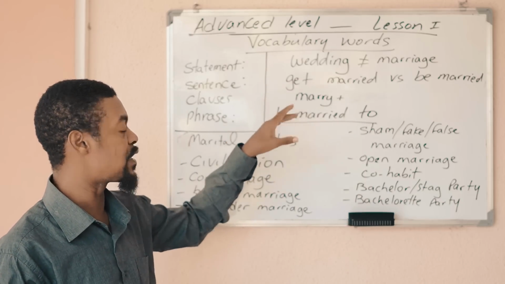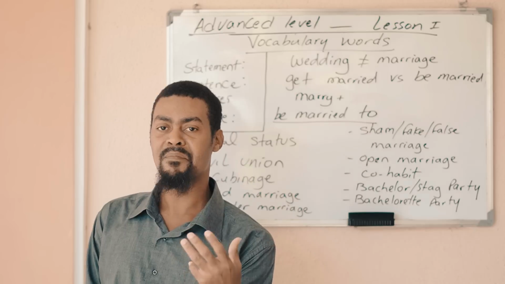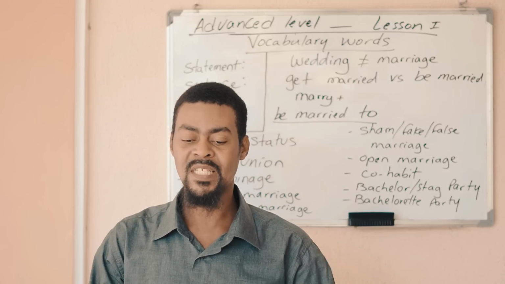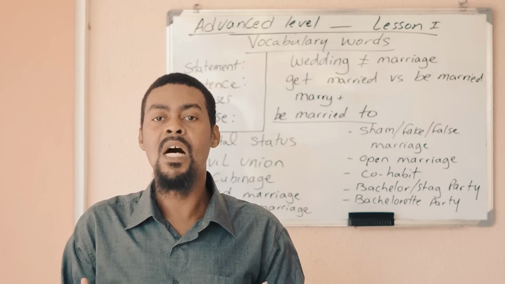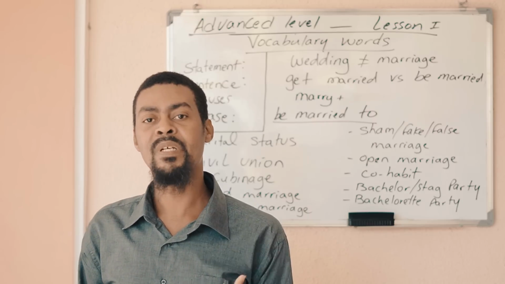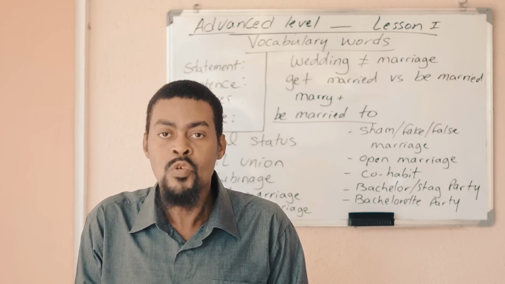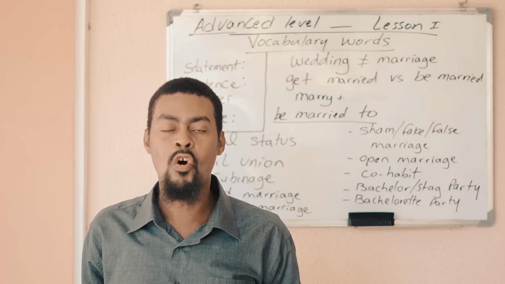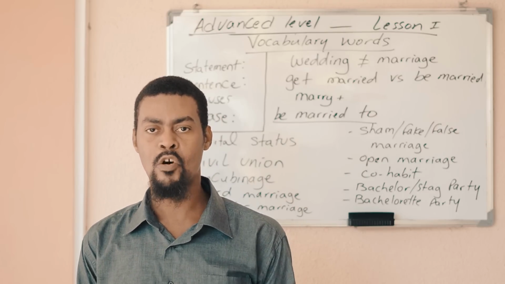Okay, let's see the difference between get married and be married. When they say John is going to get married, this is what's going to happen. Get, in this context, means become. You become married. When you say you become, that means you were not. So now you are. So you become a married man or a married woman. You become a spouse, whether you're a man or a woman.